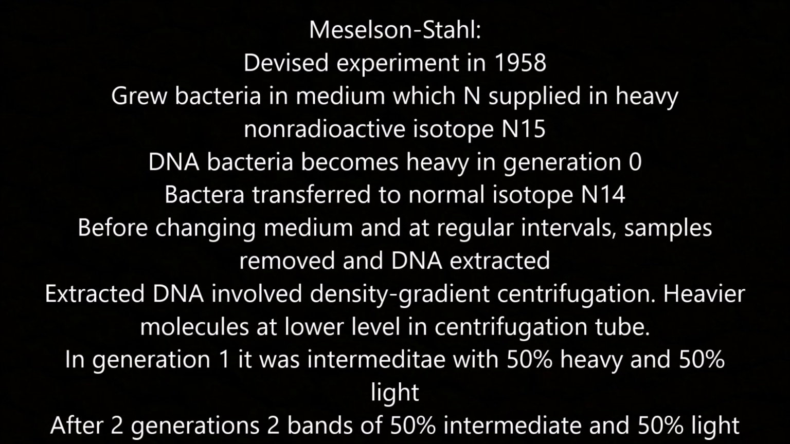Bacteria were transferred to the normal isotope N14, and then at regular intervals samples were removed and DNA was extracted. The extracted DNA underwent density gradient centrifugation, with the heavier molecules at the lower level in the tube. In generation 1 it was intermediate, with 50% heavy and 50% light, but then after 2 generations it was 2 bands of 50% intermediate and 50% light.